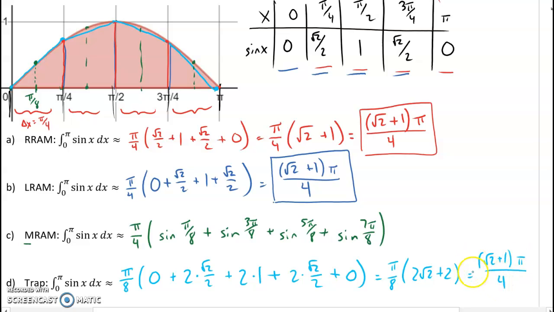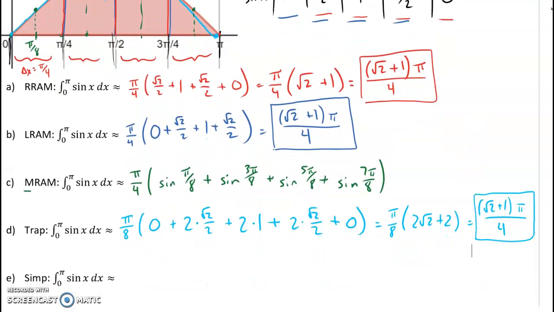Well, this is a little bit surprising. We got the same answer 3 times. Until you remember that there is a relationship between RRAM, LRAM, and the trapezoidal rule. And if you remember that relationship, then perhaps it's not at all surprising that all 3 of them are the same. Anyway, we'll go ahead and give this last method a try, this Simpson's rule method.